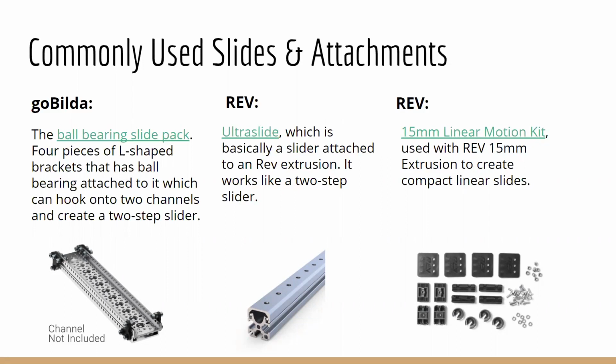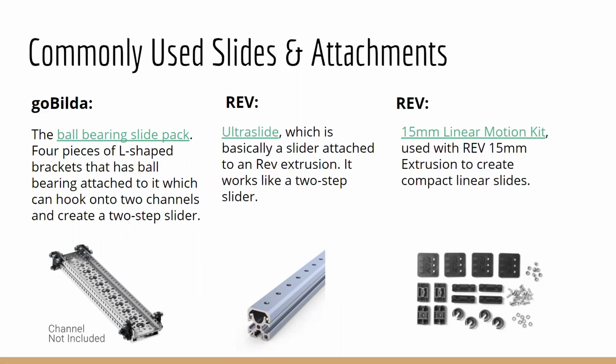Commonly used slides and attachments in FTC. The ball bearing slide packs in GoBuilder are four pieces of L-shaped brackets that have ball bearings attached to them, which can hook onto two channels and create a two-step slider. The Ultra Slide from REV, which is basically a slider attached to a REV extrusion. It works like a two-step slider.